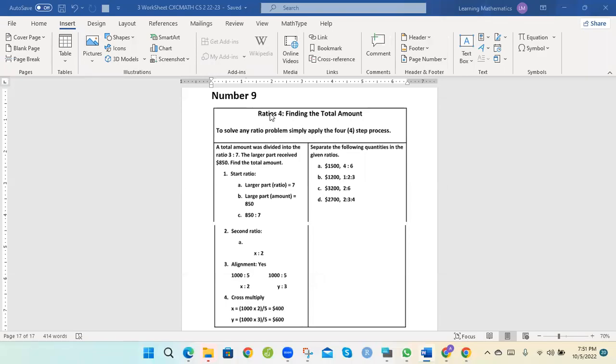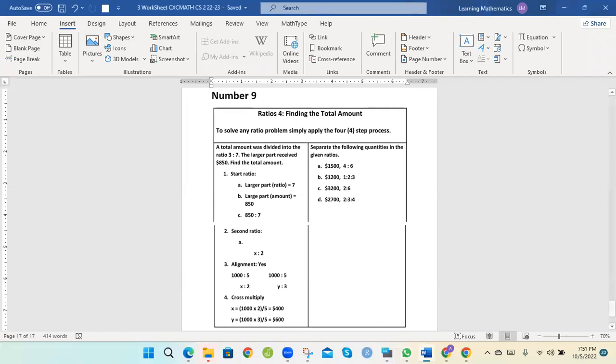The fourth part in ratios says find the total amount. To solve any ratio problem, simply apply the 5-step process. For example, the total amount was divided into the ratio 3:7. So we don't know what the total amount is. The larger part received $850. Find the total amount.